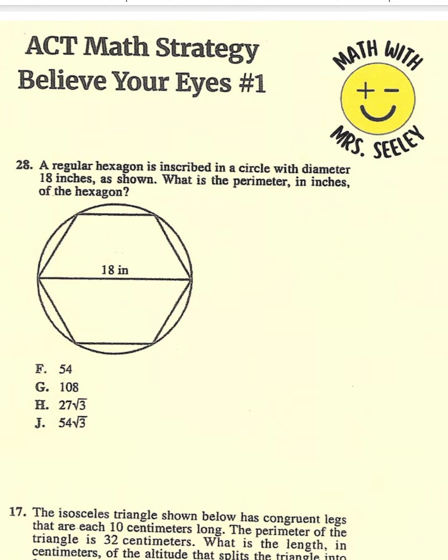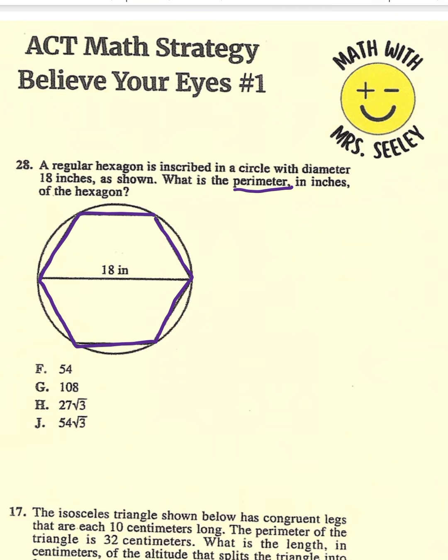Believe your eyes. In this question number 28, we're told that we have a regular hexagon inscribed in a circle with diameter of 18. What is the perimeter of the hexagon? So if we want the perimeter, recall that perimeter is all the way around the edge of an object.